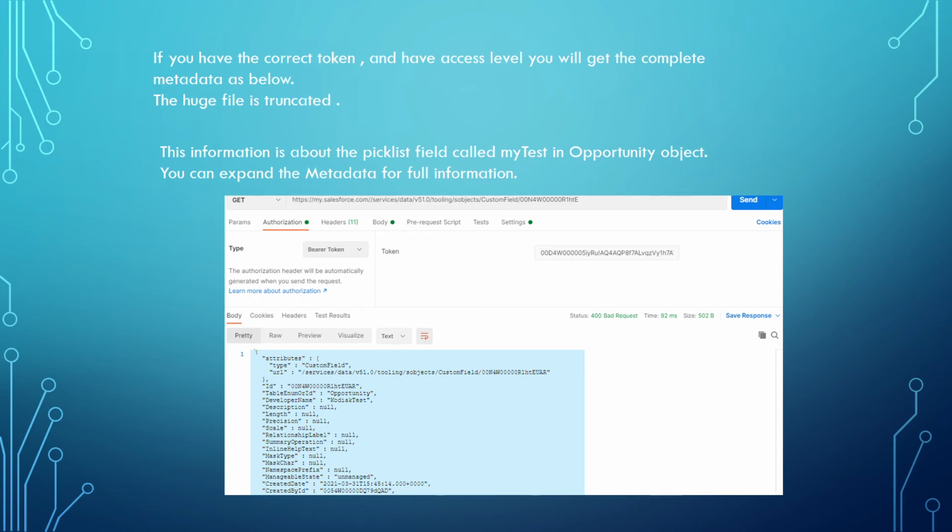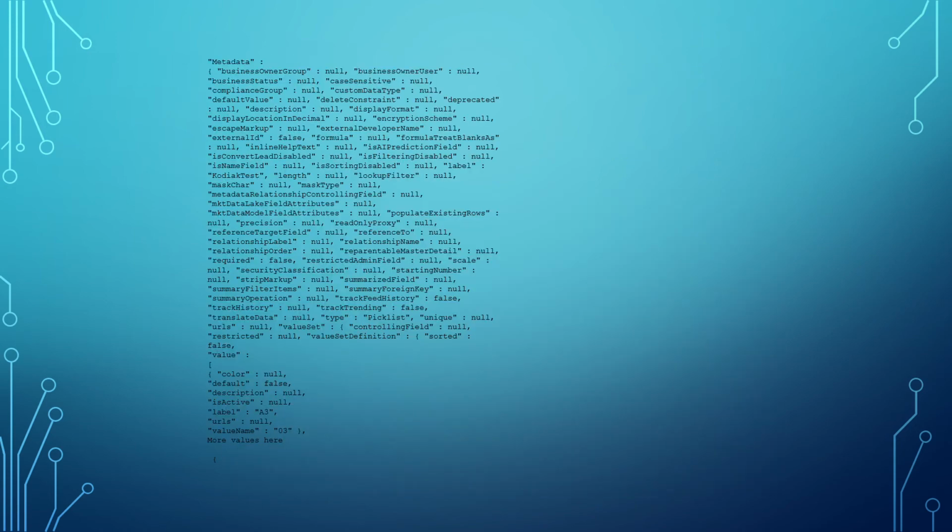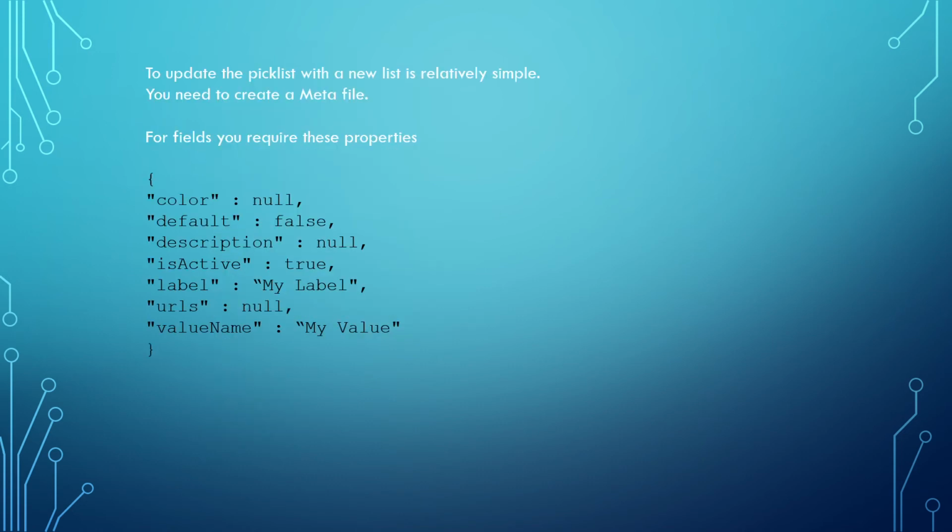This is the metadata section. You will concentrate on this section. This is the sample of the section where the actual values lie. Each picklist item has 7 elements. Unique is active, label and value name. The rest can be omitted unless you are using them.